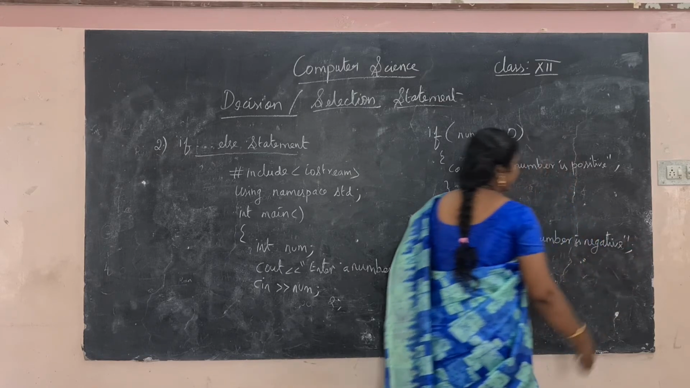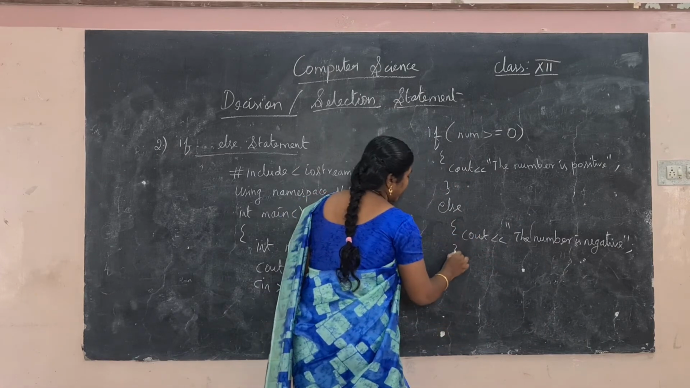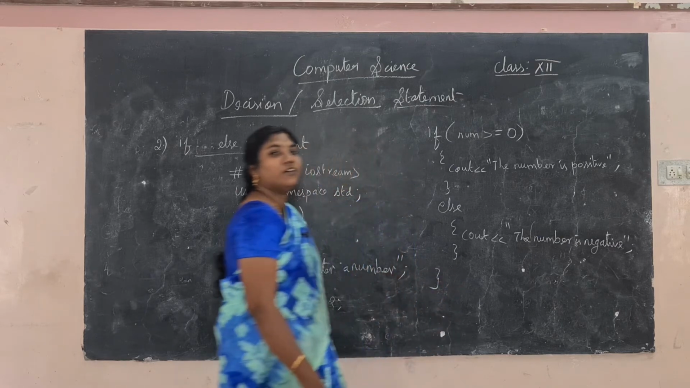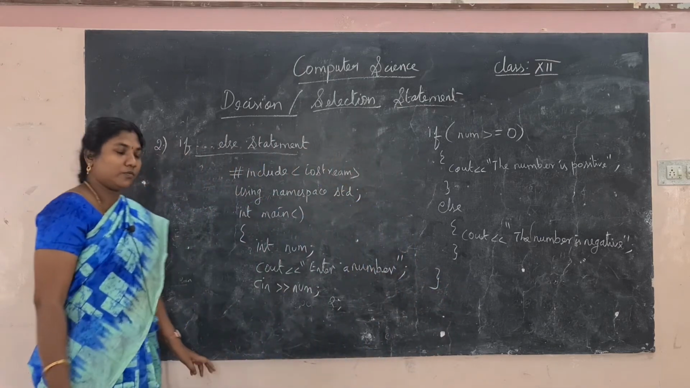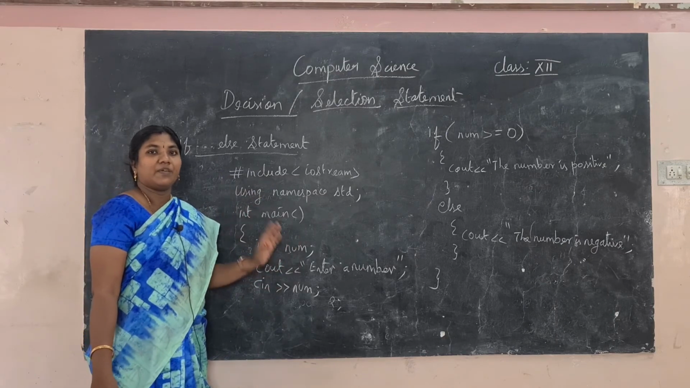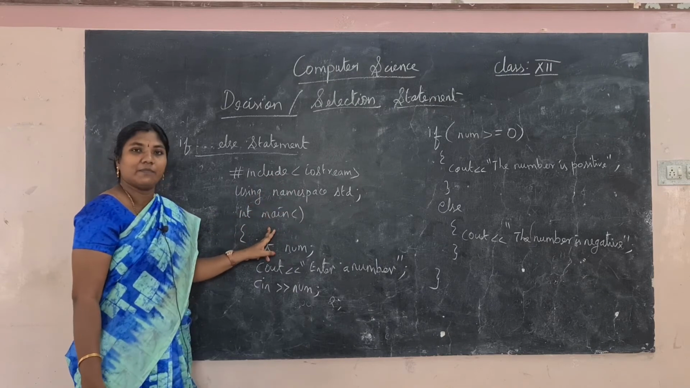So every statement inside the block must end with a semicolon. So here also I am having only one statement. Next, with this I have finished my main block also. So this is the simple C++ program with if-else. Hash include, using namespace, and then comes my main block.